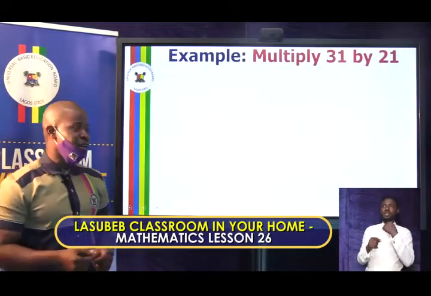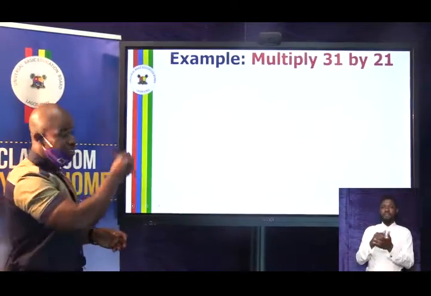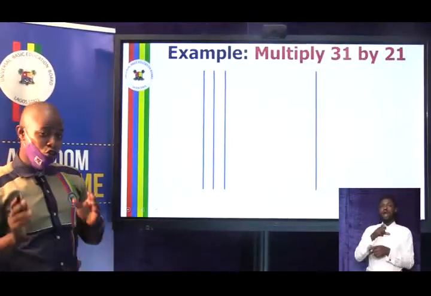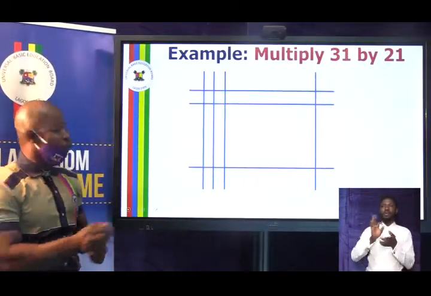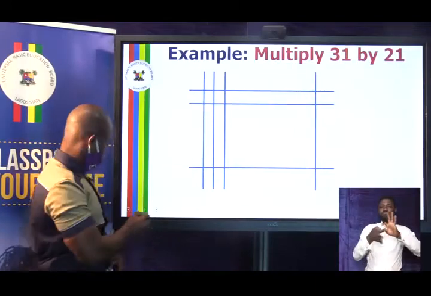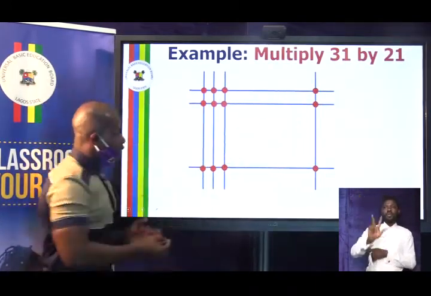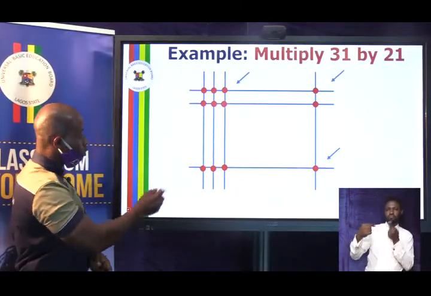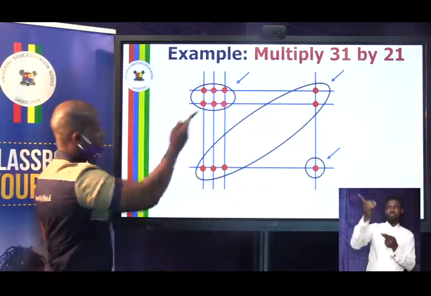This one here says multiply 31 by 21. So again, I'm going to draw 3 lines, 1 line, and I'm going to draw 2 lines, 1 line. Now I'm going to count all the intersection points. First I identify them. These are the intersection points, 1 here, 2 here. Now I count them diagonally, and just to guide me, I draw circles. See how it's drawn? This way, and this way.